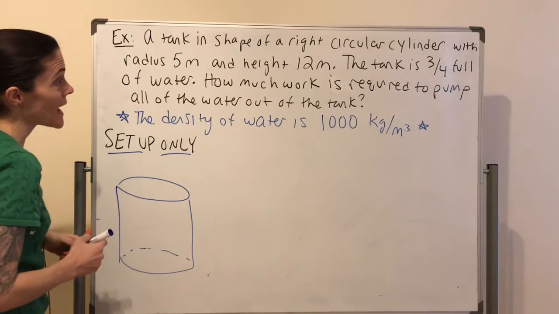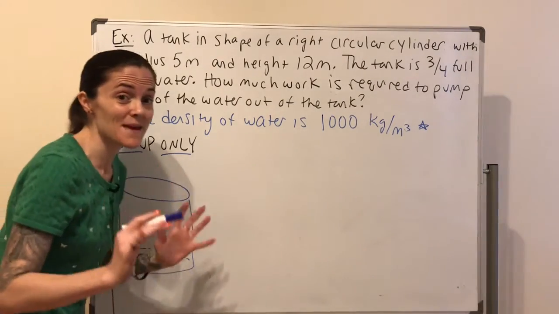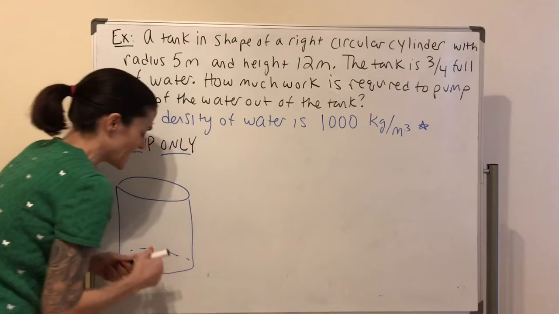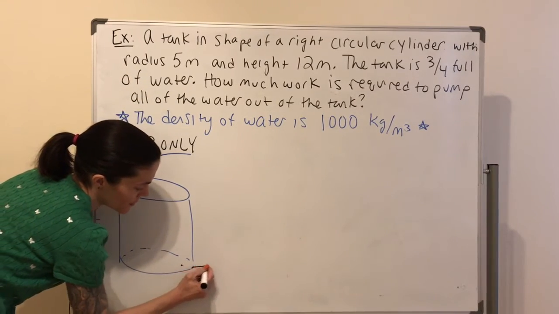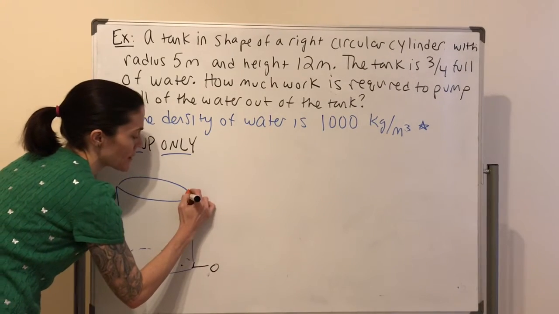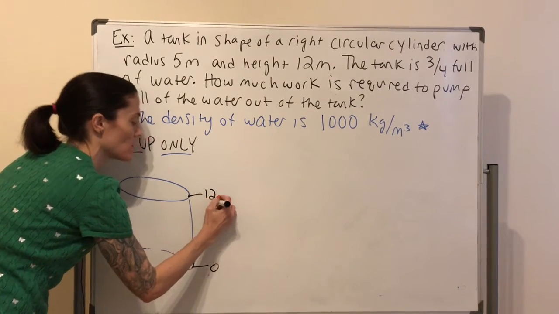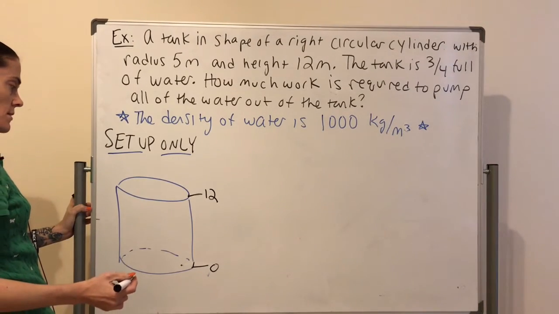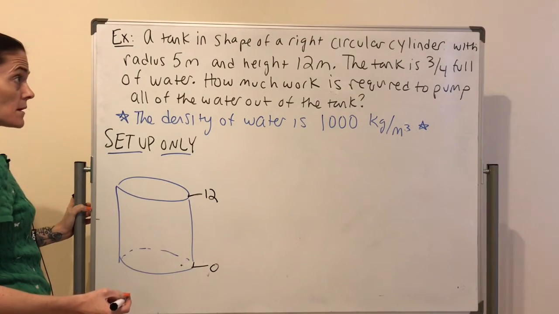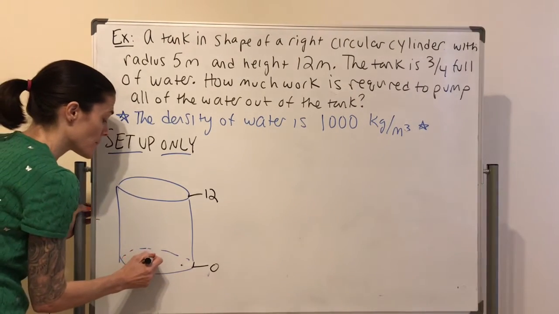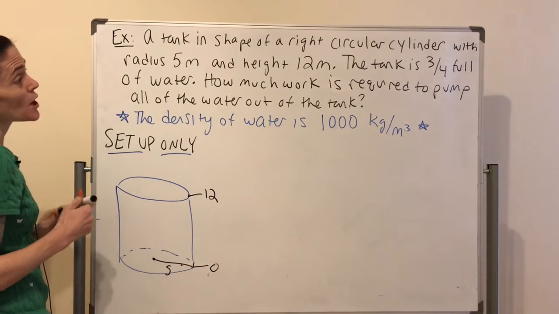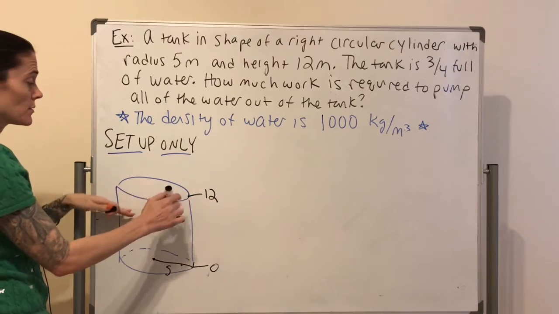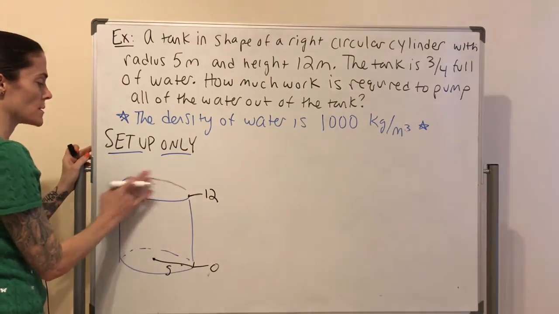Okay, and it has a height 12. So I'm going to start labeling things. Here is my 0. I'll just put it at the bottom. And then my height up here is 12 high. Okay? And then my radius here, from here to here, this is 5. And what else do I know? It's not filled all the way to the top. Okay, maybe I should make this a little bit more in the back.